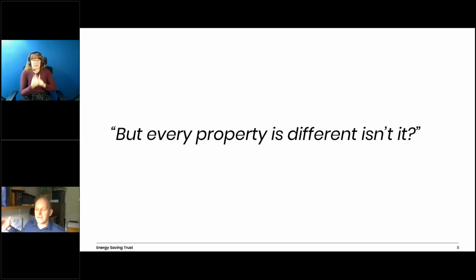But what this big data is bringing you is a funnel to get you into the broad areas of properties you need to retrofit, that then supports you in the work of saying, right, we're going to retrofit these properties, and then you go in and do the retrofit assessments.